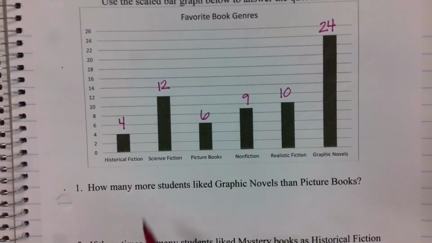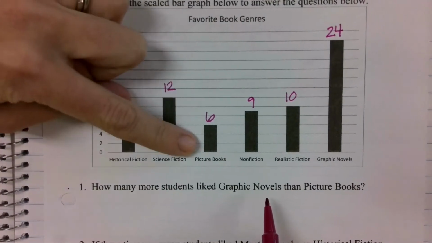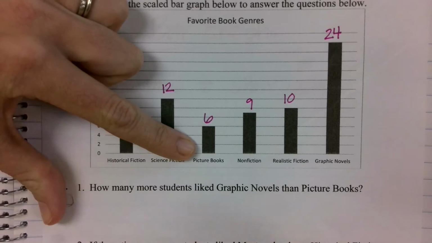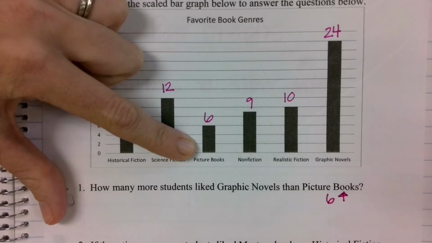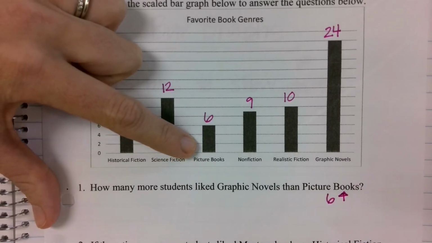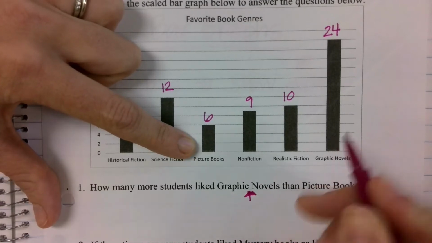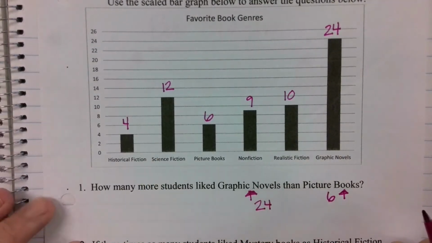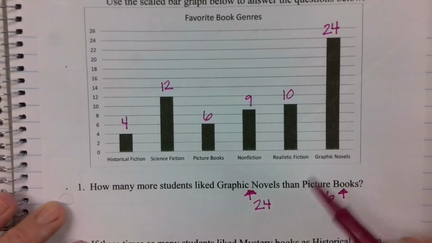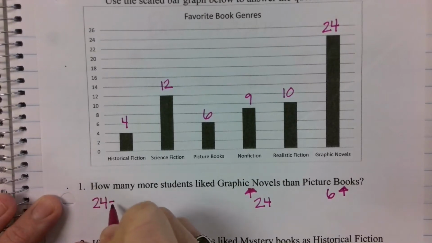So now number 1, it says how many more students like graphic novels than picture books? Okay, so how many more students? So picture books equals 6. So I just drew a 6 to represent picture books, and then graphic novels represents, I see right here, 24. One way I could do this is I know that graphic novels are liked more than picture books, so I could do 24 minus 6.